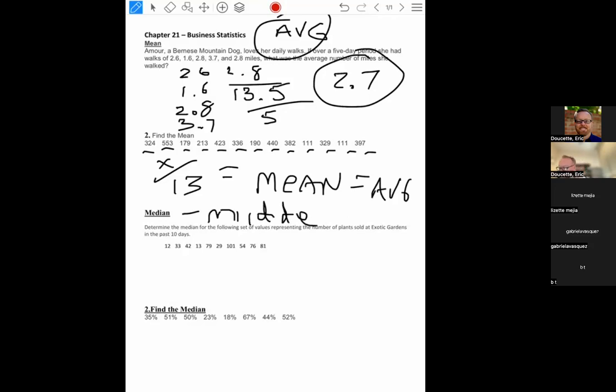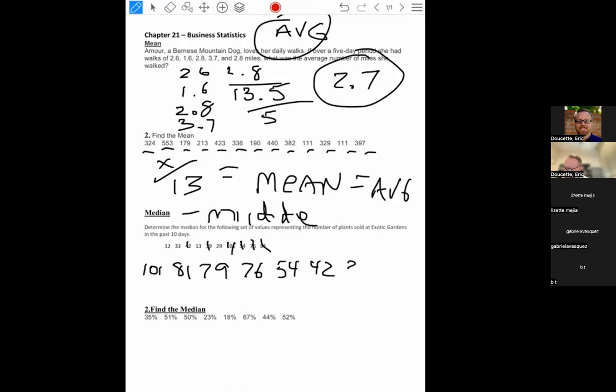Here we have a set of data, and you might want to put them in order. So you have 101 is the highest one. Then you have 81. And then you have 79. Then you have 76. Then you have 54. Then you have 42.